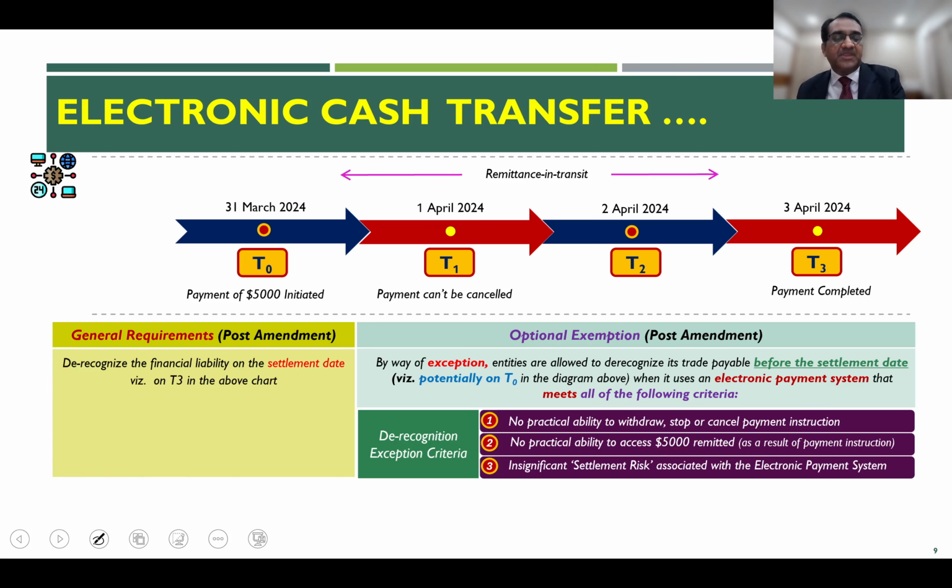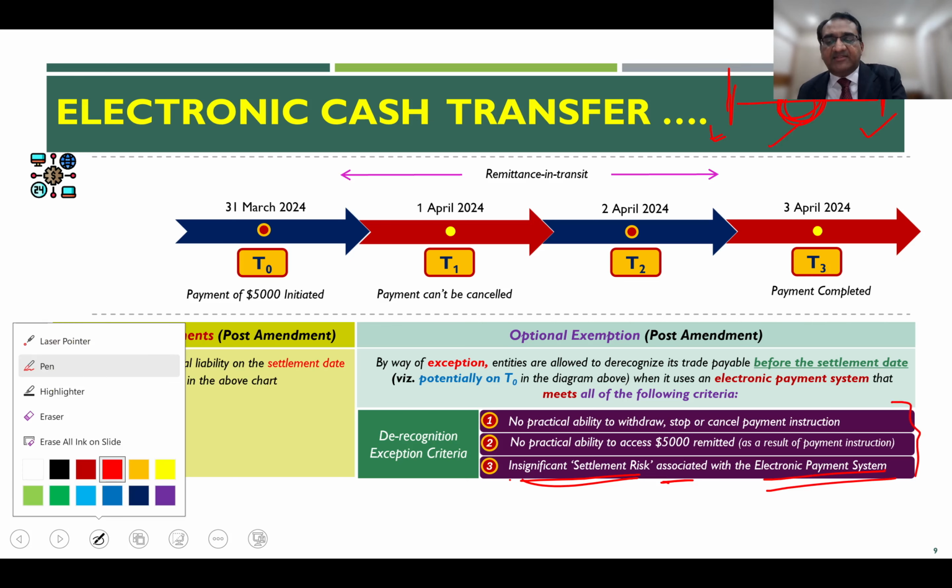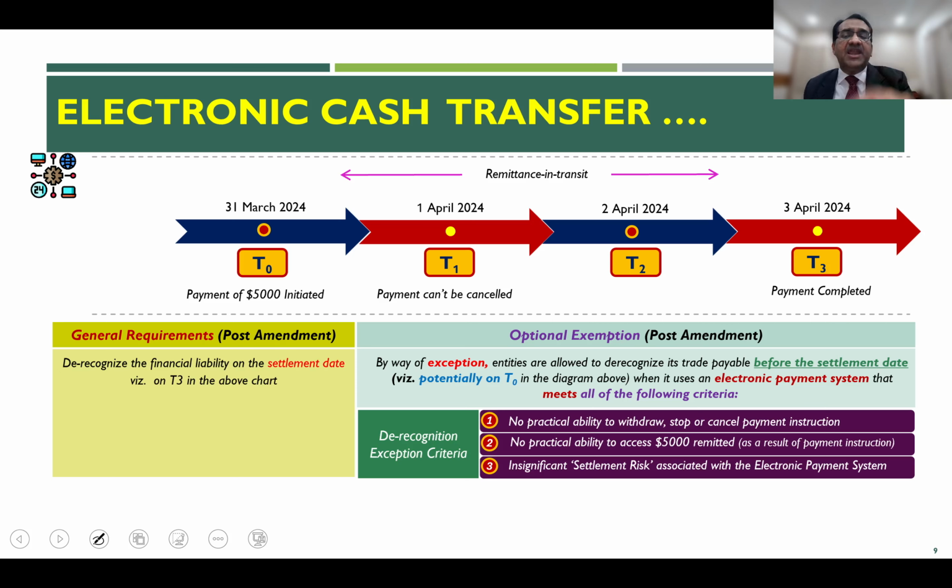And the third, there is an insignificant settlement risk, because as we have seen, there is an automated settlement system in between the payer and the payee. In this case, the payee is in Finland, the payer is in India, and there is an automated settlement system. So the third point says there is an insignificant settlement risk associated with this electronic payment system. Once all these three conditions are collectively met, that is the only situation in which an Indian entity, in my example, can derecognize the financial liability, the creditors, on the day of the initiation of the transaction.